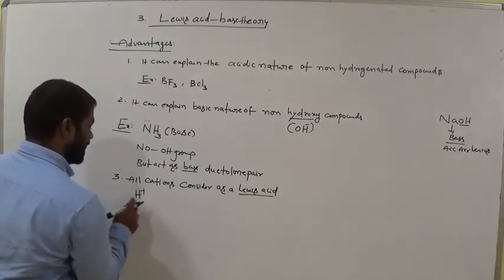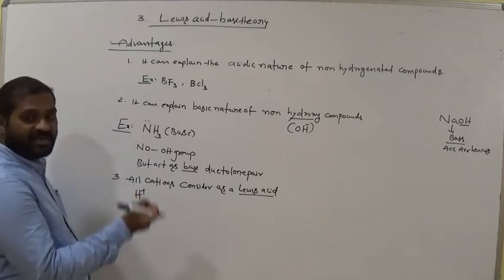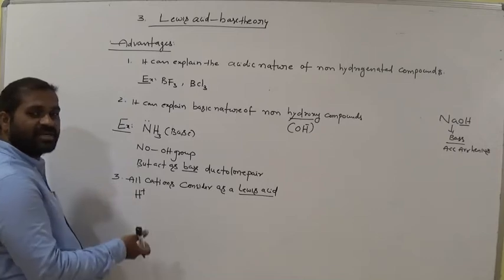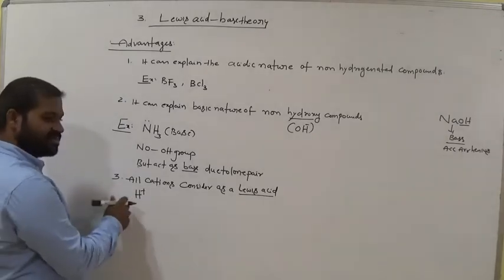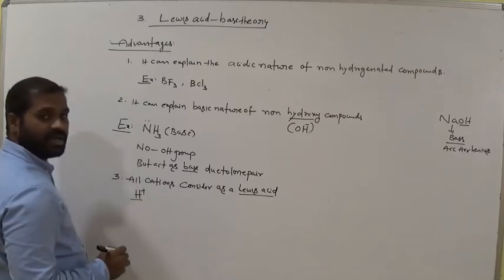H plus, it is an electron deficient compound, you know. So there are no electrons. H means it has one electron. H plus means no electron, it lost it already. So H plus, okay. H plus, is it clear, everyone?